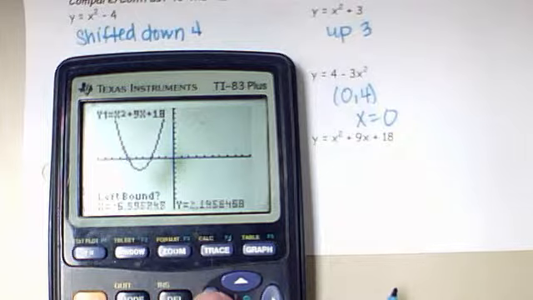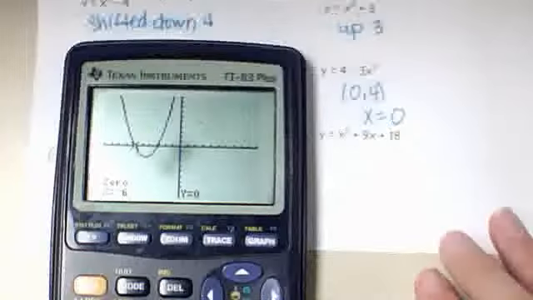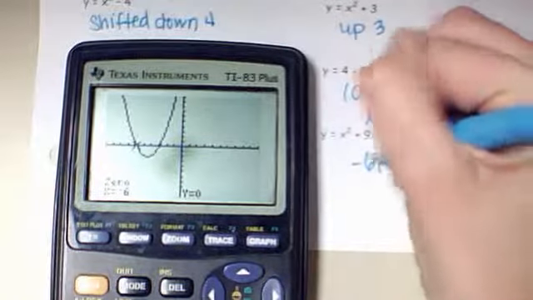I need to find something on the left, which in this case is above. And then I need to find something on the right, which in this case is below. So I'm going to hit enter, enter, and guess. And then I have my first 0, which is negative 6, 0.